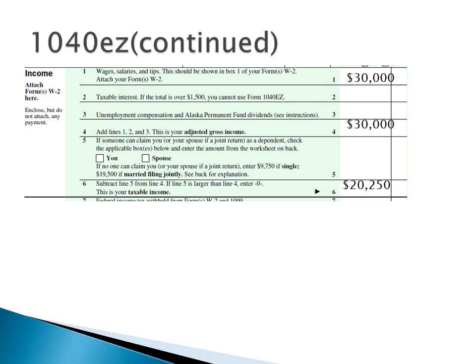And because we're using a 1040EZ form, we're not going to get into the itemized deductions. So the standard deduction for the 2012 year for a single was $9,750. So subtracting that deduction from my adjusted gross income, you get $20,250.